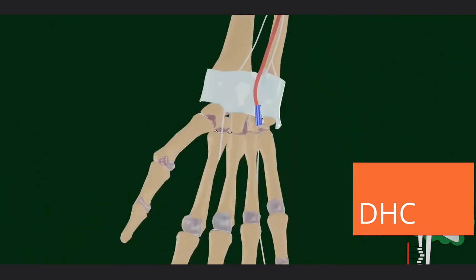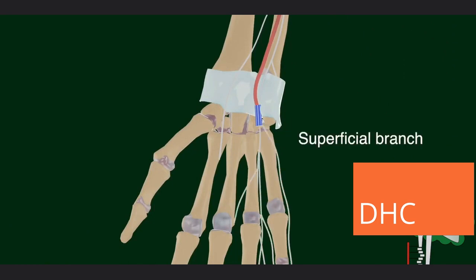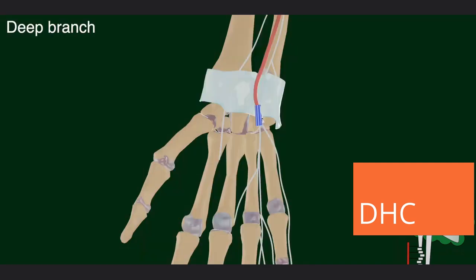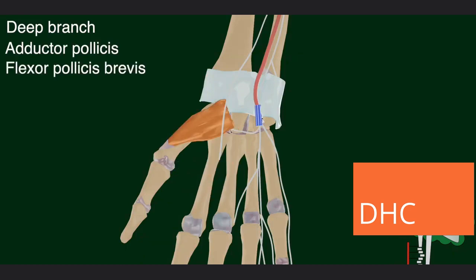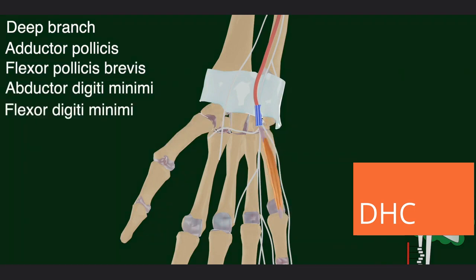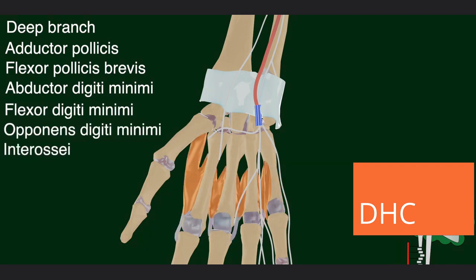As the nerve passes through the Guyon's canal, it is divided into superficial and deep branches. The superficial branches provide innervation to the fifth digit and the medial half of the fourth digit, whereas the deep branch innervates muscles such as the adductor pollicis, the flexor pollicis brevis, the three hypothenar muscles including the abductor digiti minimi, the flexor digiti minimi, and the opponens digiti minimi. Finally, it also innervates the interossei muscles and the third and fourth lumbricals.